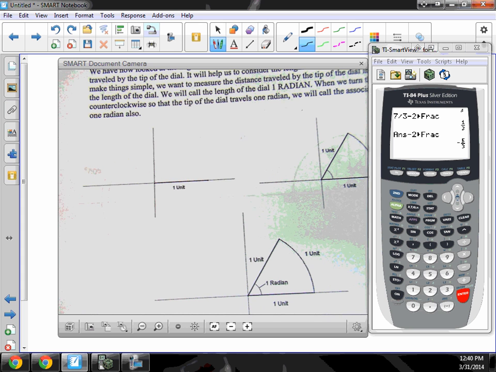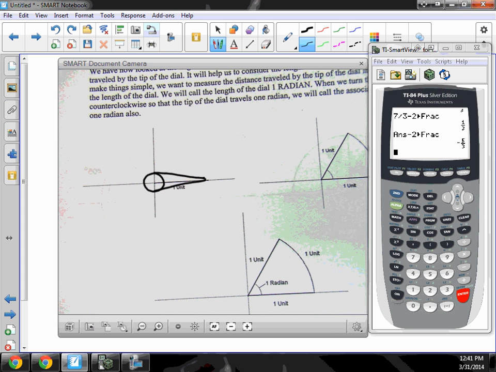Radians are different. Radians are not rotations. They're distances. Okay? So you take your dial, I'm going to draw the dial here, and no matter how long the dial is, you call it 1 unit. More specifically, 1 ladder. The length of the dial is 1 ladder, just like in a right triangle we want the length of the hypotenuse to be 1 ladder. Okay, so no matter how long the dial is, you call it 1.